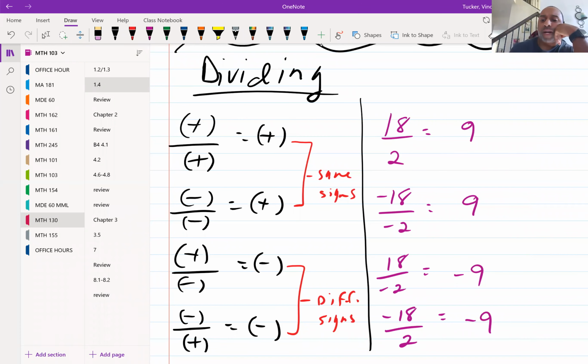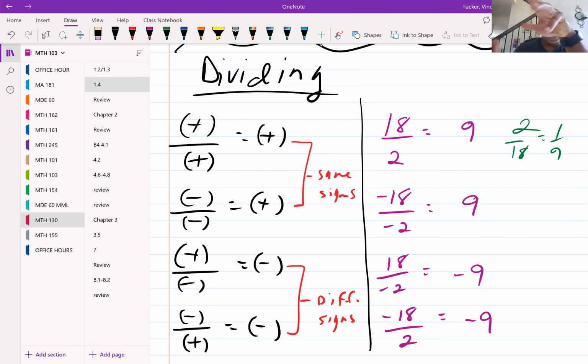Now, going back to what Ms. Braxton had mentioned, we cannot switch the positions of division and expect to get the same number. So 2 over 18 is going to be 1 over 9. So division is different than multiplication. Multiplication doesn't matter. 4 times 5 is 20. 5 times 4 is 20. But when it comes to division, you can't switch those positions, or you will get a different number.